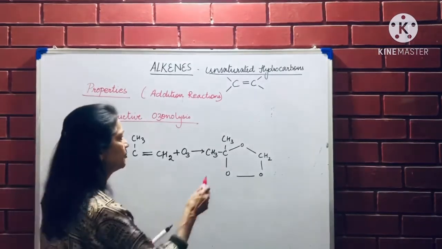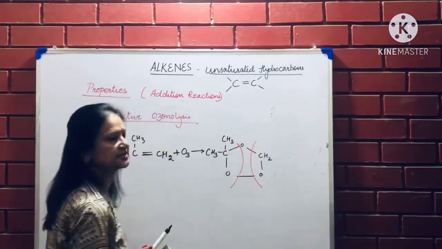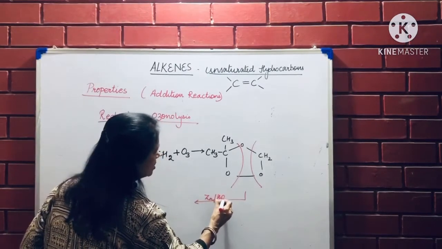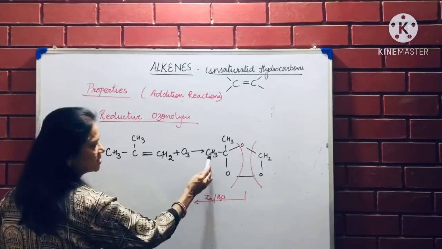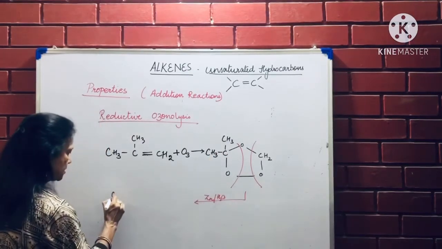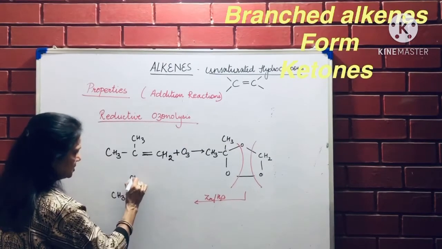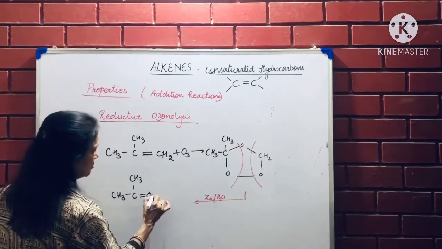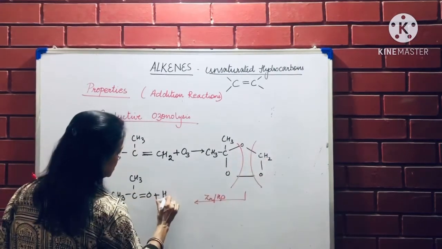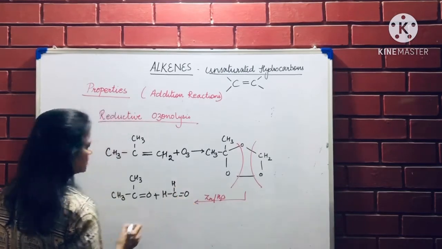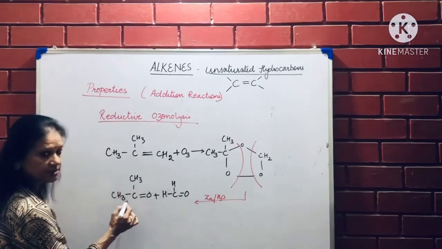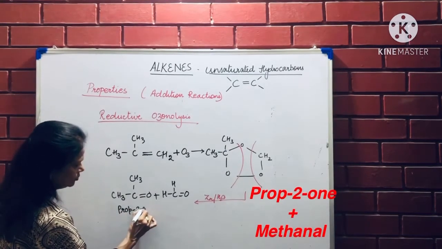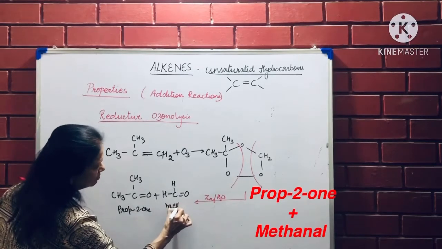Now again, I'll divide the compound into 2 in the next step. If I divide it into 2 in presence of zinc and water, my one compound is this one, CH3CCH3O. So I'll write it this way, CH3CCH3 double bond O. I can write it here or I can write it here. Plus again, CH2O means HCHO. So this is a ketone, because CO is in the middle. So this is propan-2-one and methanal.